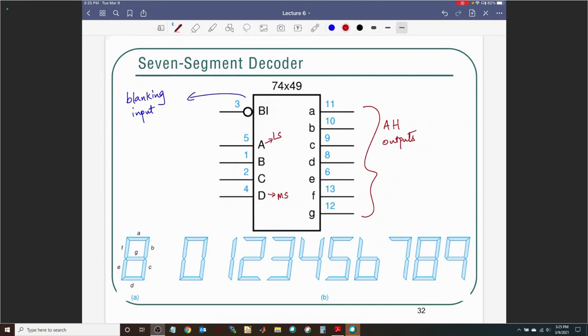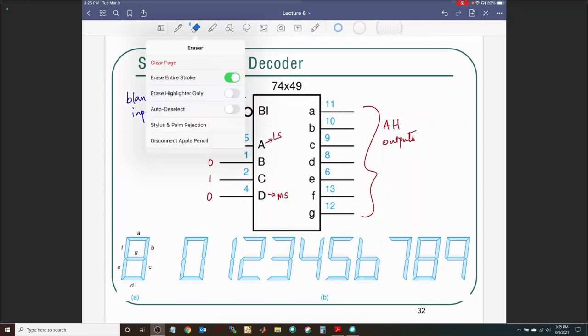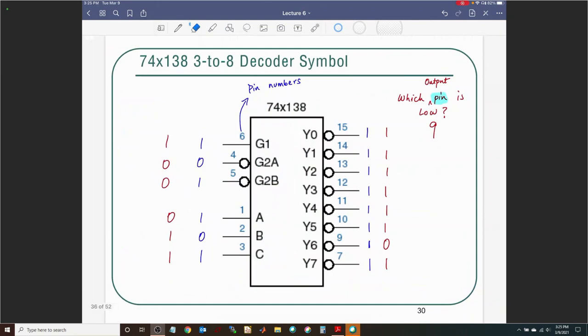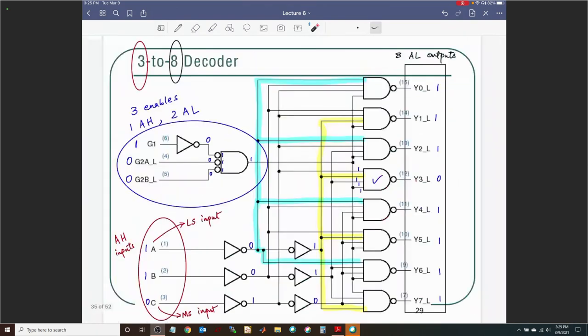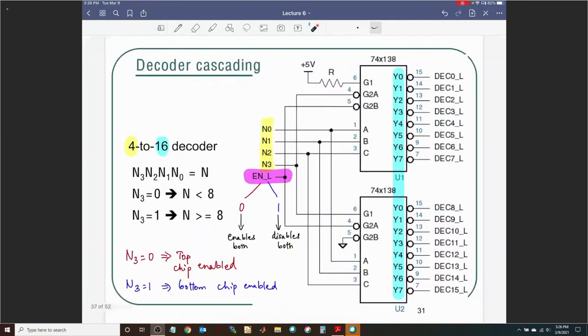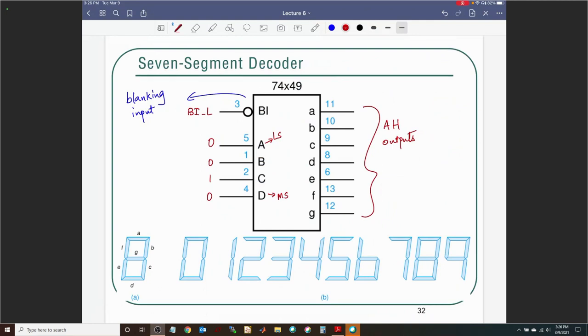So if you had your input as 0, 1, 0, 0, what would appear? Why isn't it BI? Oh, over here it would be, right? So outside it would be called BI underscore L. But I cannot call them twice over here. So something like this, if I go back here, you see, inside the chip, it's called G2A. Outside, it's called G2A underscore L. So it's the same reasoning. It's an active low blanking input. Active low. So when it is actually low, you blank, right?